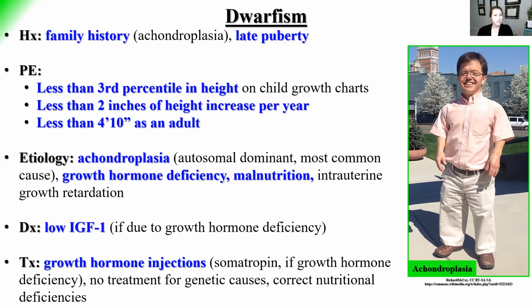Growth hormone injections can be used to treat somebody who has a lack of growth hormone, but there is no treatment for somebody with achondroplasia. Somatropin is the name of the medication that can be given to people who have decreased levels of growth hormone. If they have malnutrition and that's the cause of their dwarfism, you want to correct that. And again, dwarfism is not so much caused by malnutrition. Really remember achondroplasia, and then if lack of growth hormone, we want to give that in the form of somatropin.